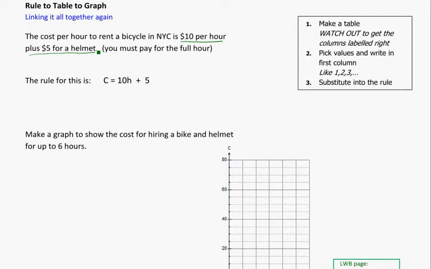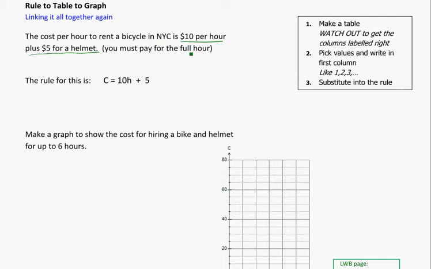And you must pay for the full hour, so what they're saying is that even if you're only going to go for a half an hour bike ride, they're still going to charge you for the full hour, so they'll round you up to every full hour. So again, if you went for like an hour and 15 minutes, they'd charge you for 2 hours because you were there for a whole 1 hour and then an additional part of the next hour.